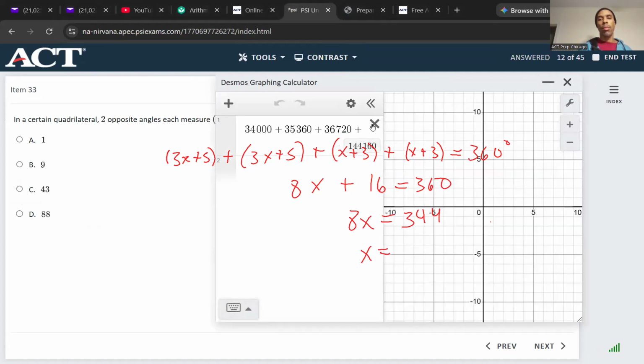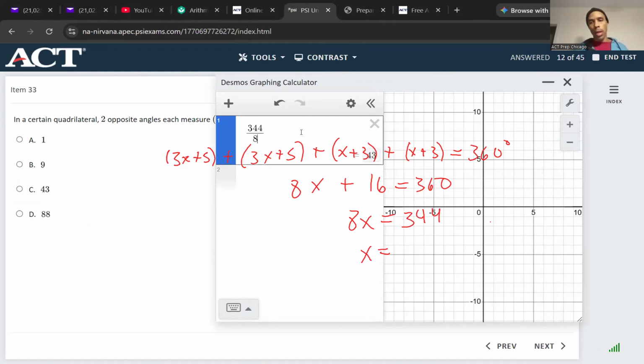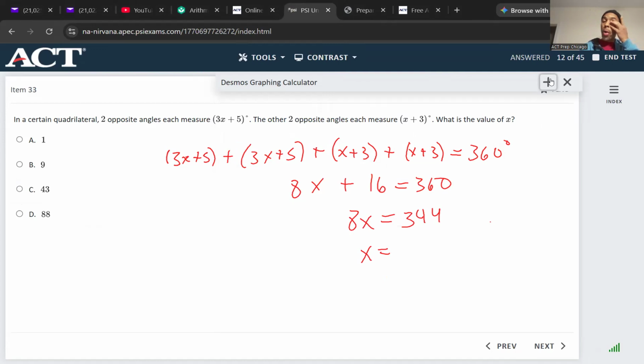I probably could have done it in my mind quicker than that, but let's do it anyway. So 344 divided by 8, that is 43. All right, and that's our x value, but that's not necessarily what we want. Oh, we want the value of x, yes, 43. Okay, that is what we want. So you had to know that a quadrilateral adds to 360.